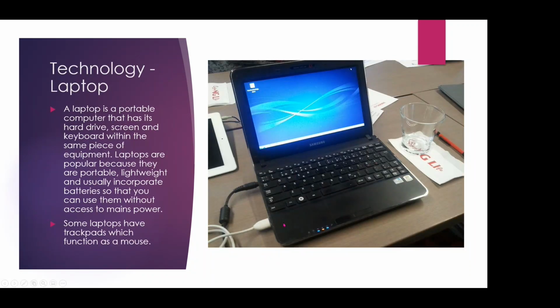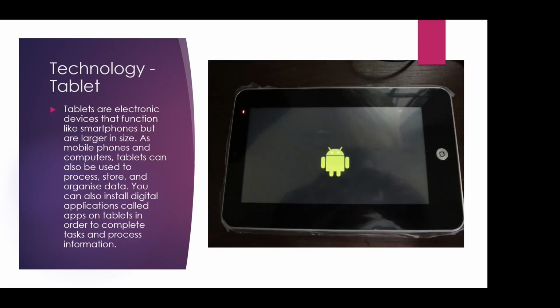So, of course, I was talking about laptop technology being portable, has a hard drive, screen and keyboard all in the same piece of equipment. They're portable, lightweight, and easy to plug in with power. Some of them do have trackpads. That's what I was talking about before. That's what's on here, a trackpad, and some actually use a mouse.